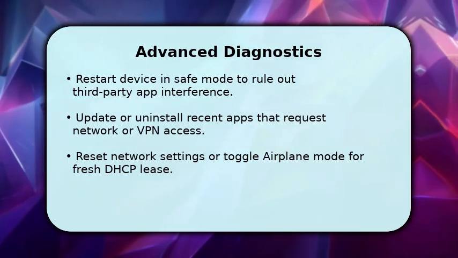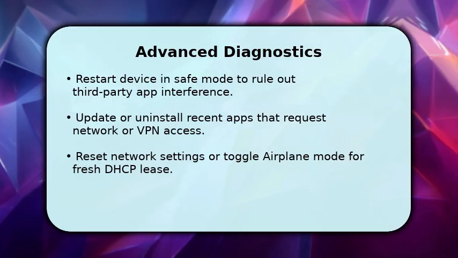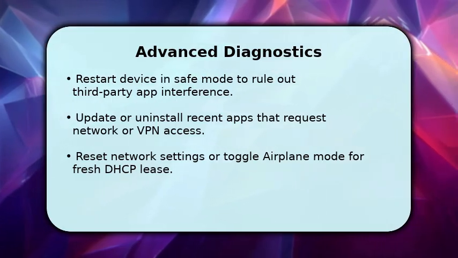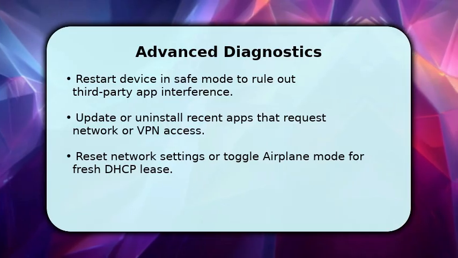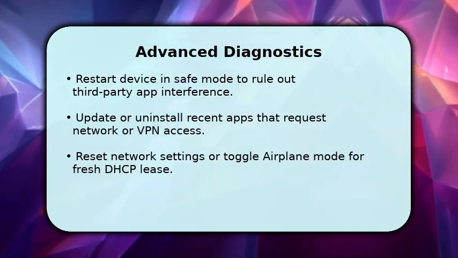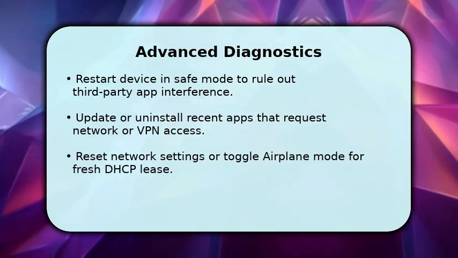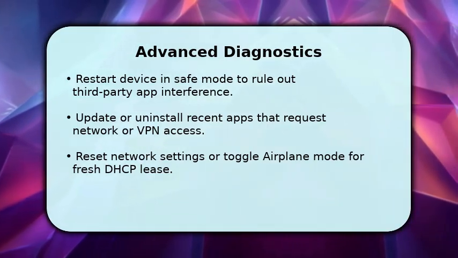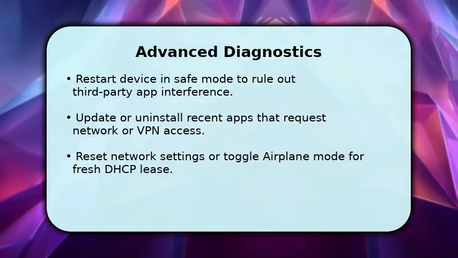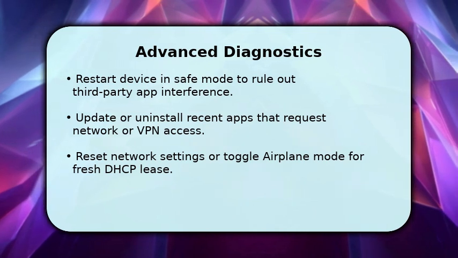If Play Store works in safe mode, uninstall or update recent apps, especially VPNs, firewalls, or battery savers that throttle background data. Also reset network settings or toggle airplane mode briefly to force a new DHCP lease and DNS assignment, which often resolves subtle routing or DNS lookup failures.